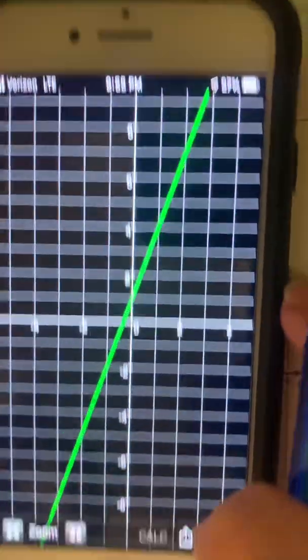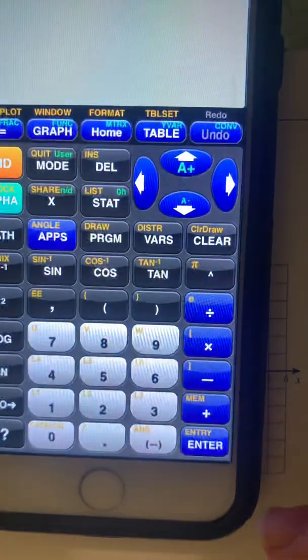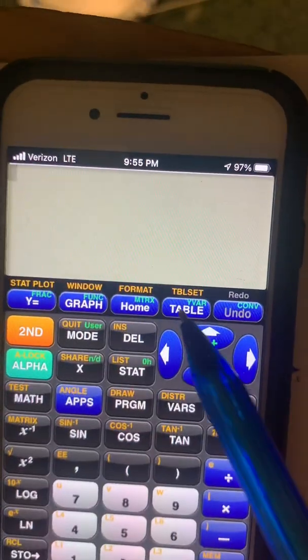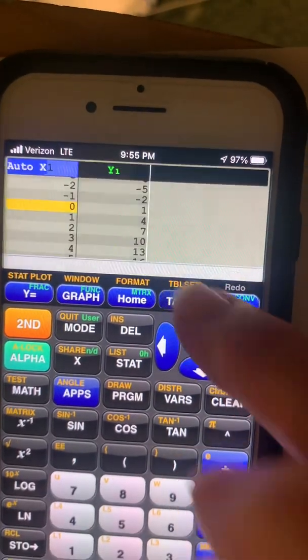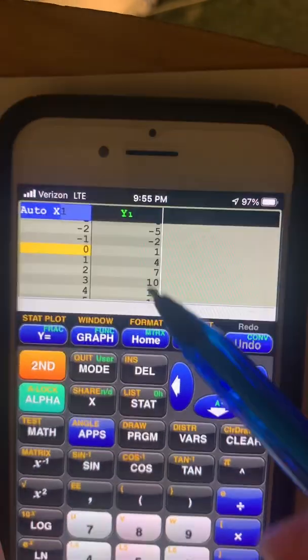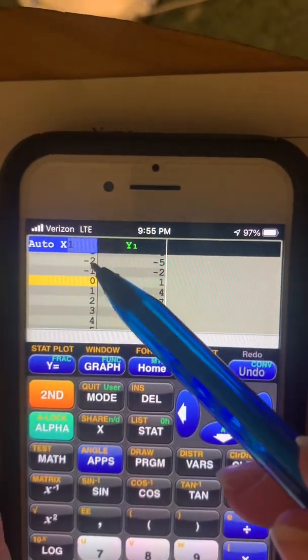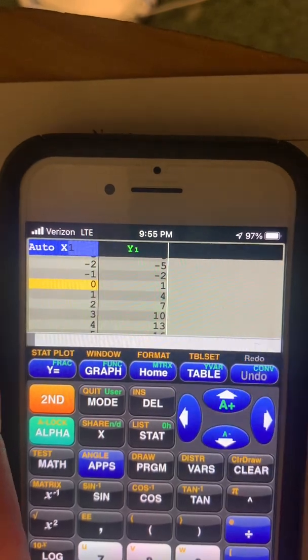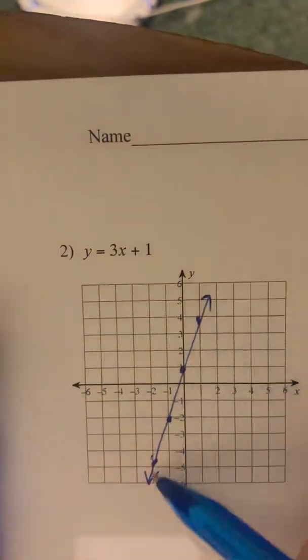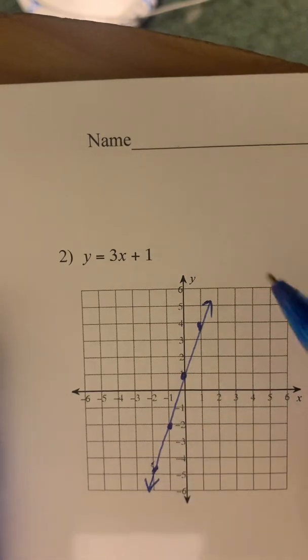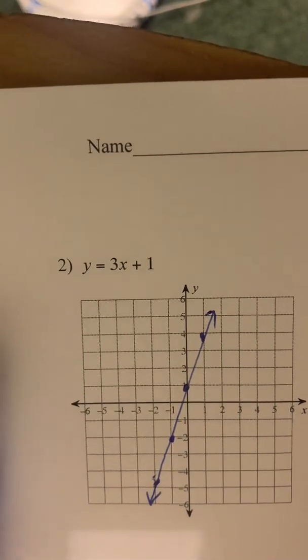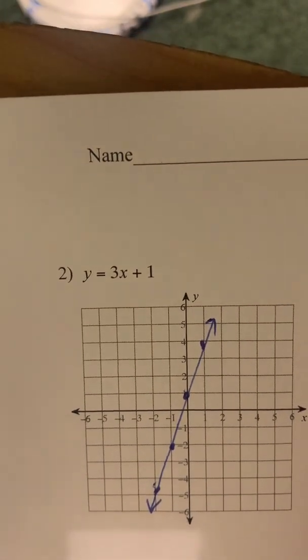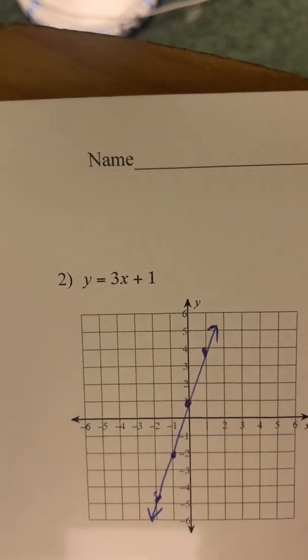Again, to go to your table, I'm going to click done. And then your table button is right here. So click table. And then there are those same points. Okay. -2, -5, -1, -2, 0, 1, and 1, 4. Those are the 4 points I was able to fit on there. Draw my line, got my arrows, and I am done. All right.